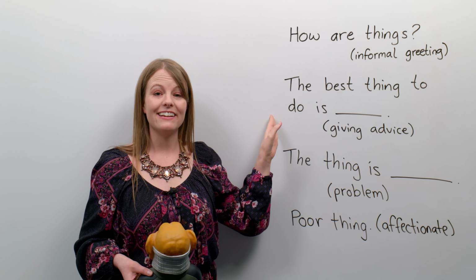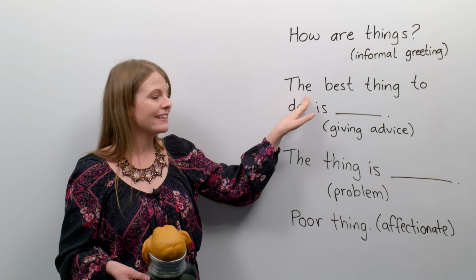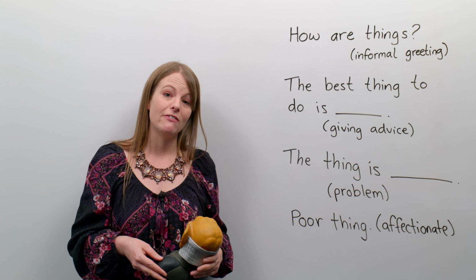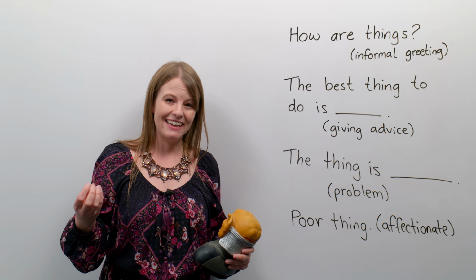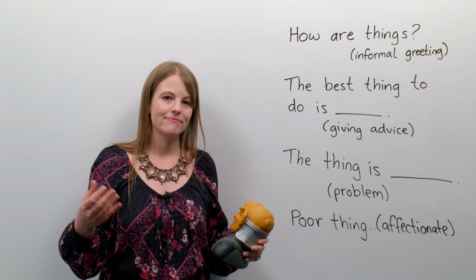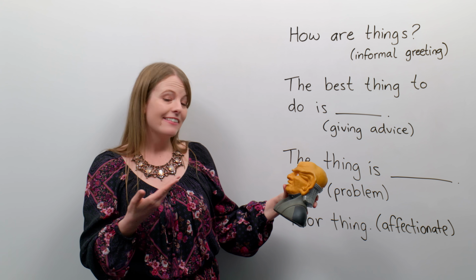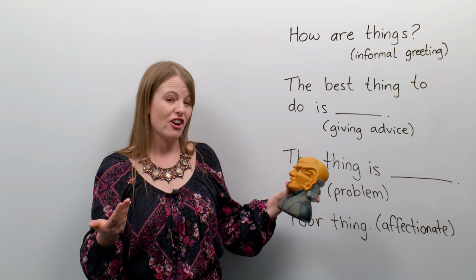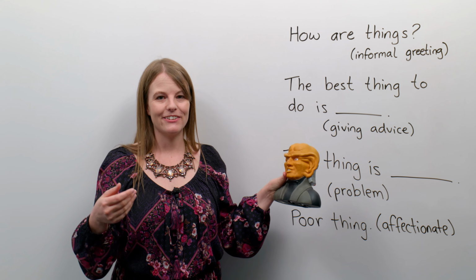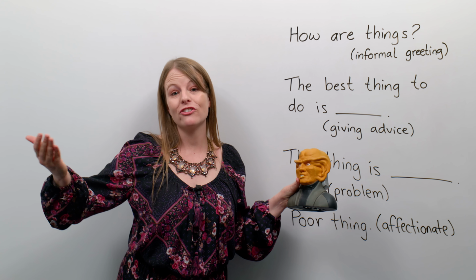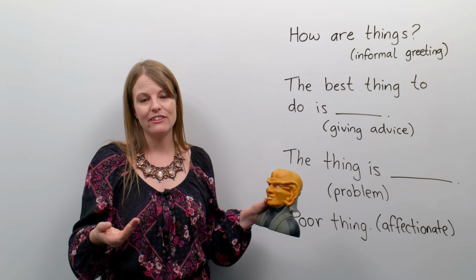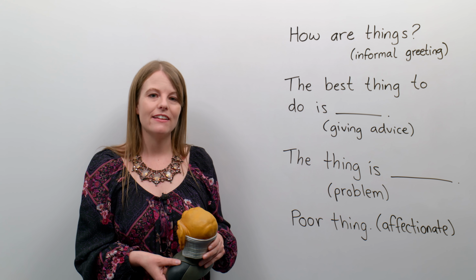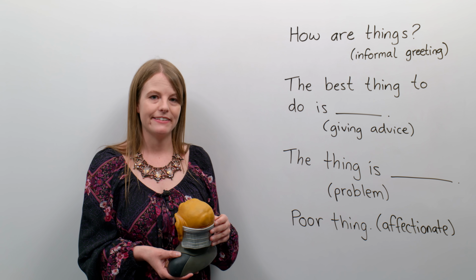We can also use the word thing to give advice. If you hear someone say the best thing, you can prepare yourself for some advice, because people say the best thing when they give advice sometimes. So for example, the best thing to do is study hard. Study English hard. Okay, so there's an example. The best thing to do is to watch engVid videos. The best thing to do is to practice every day. So we can use the best thing to give advice.